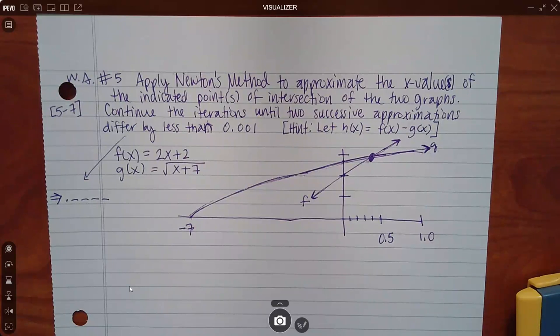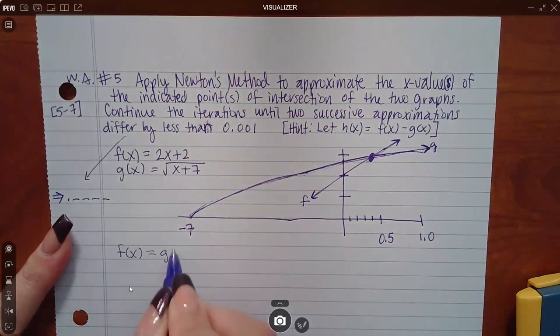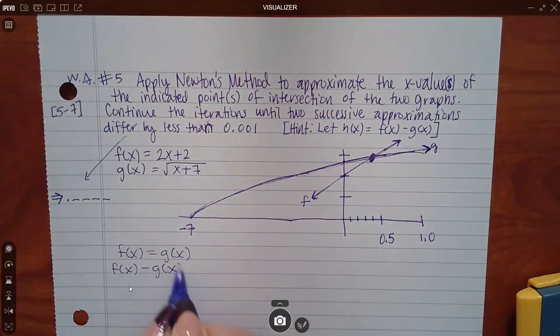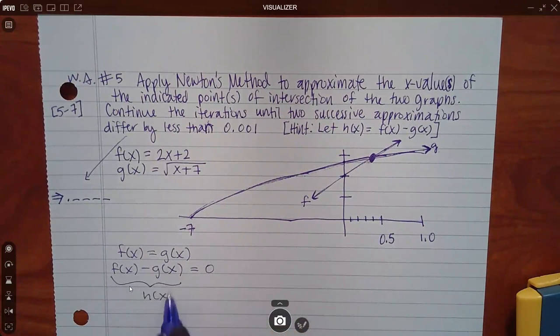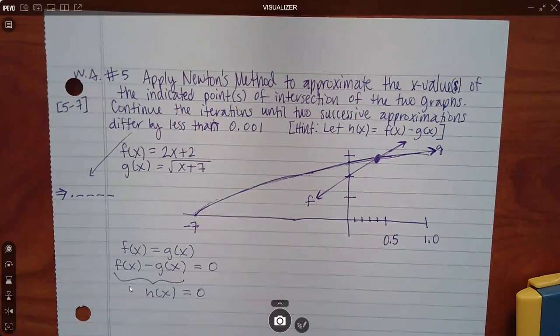Okay. And why is it that they're wanting us to approximate the zeros of f minus g? It has to do with the fact that you're trying to figure out where f of x equals g of x, aren't you? Right. And so if I were to subtract g of x on both sides, I'd end up with this. And if you define that as h of x, you're essentially doing the same thing as trying to figure out where the function is zero.